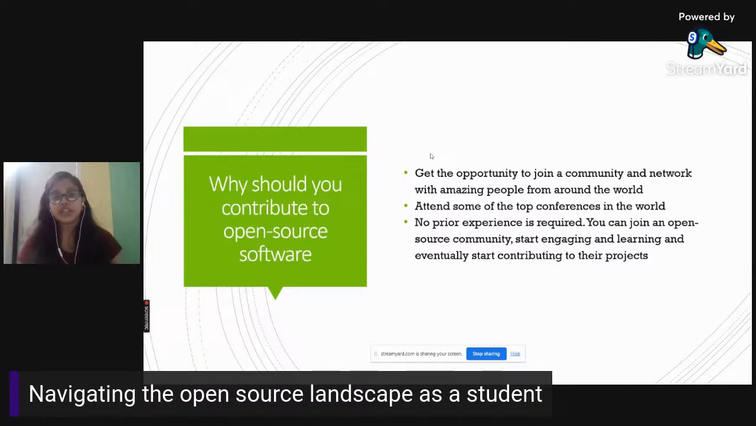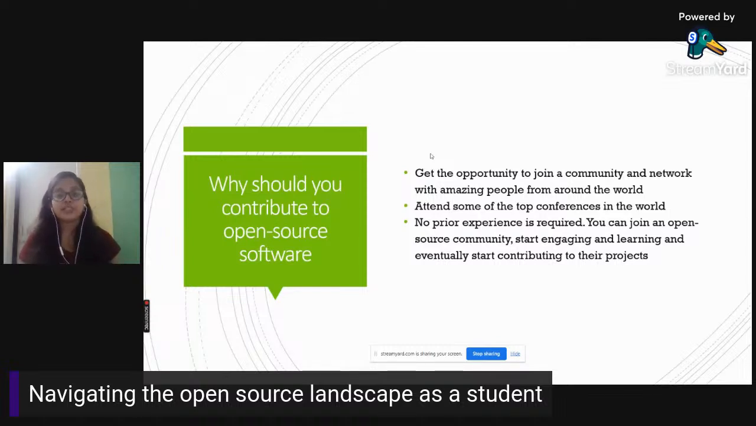Another advantage is that you get to attend some of the top conferences in the world. Many of these open source communities have their own conferences; CNCF has a lot of conferences, and the Linux Foundation has a lot of conferences. When you start contributing to their projects, you get to know about these conferences and get to attend them. And if it is a paid one, maybe you can apply for a scholarship and then attend it.